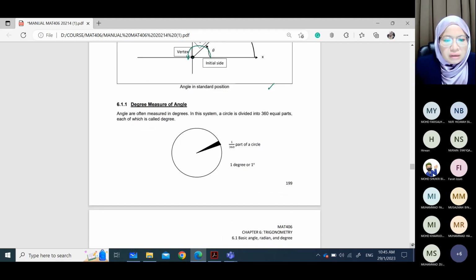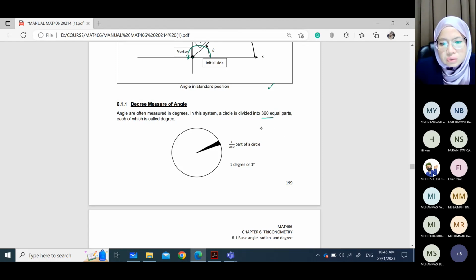Okay. So next, degree measure of angle. So an angle is often measured in degrees. So in this system, a circle is divided into 360 equal parts, each of which is called a degree. So as you know, untuk sudut bagi satu bulatan lengkap itu adalah 360 darjah. Okay. So dalam trigonometry dia ada dua unit, satu degree, satu lagi radian. So biasanya dalam trigonometry kita gunakan radian.